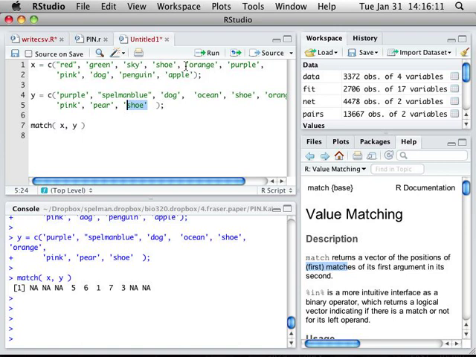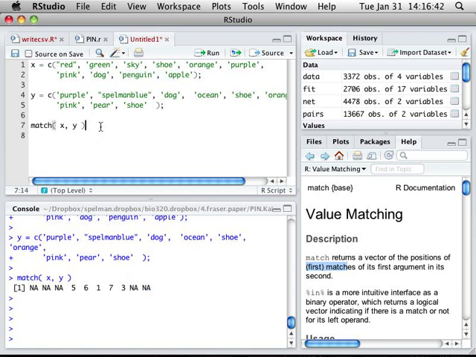And orange, probably the sixth. Yeah, orange is right after shoe, that's the sixth. Purple should be the first one. Purple is here, first one. And then pink should be number seven: 1, 2, 3, 4, 5, 6, 7. And then dog should be number three. And the last two words are NA, which means they do not exist in y.